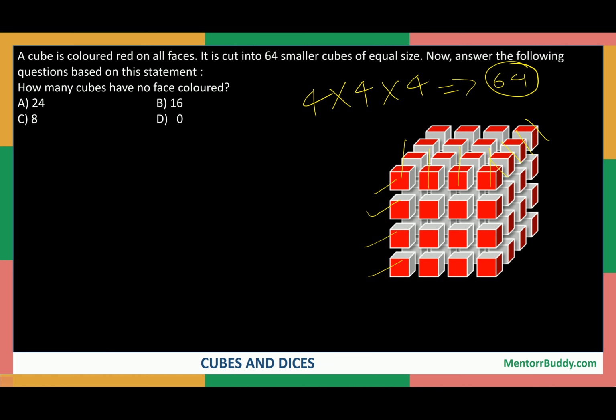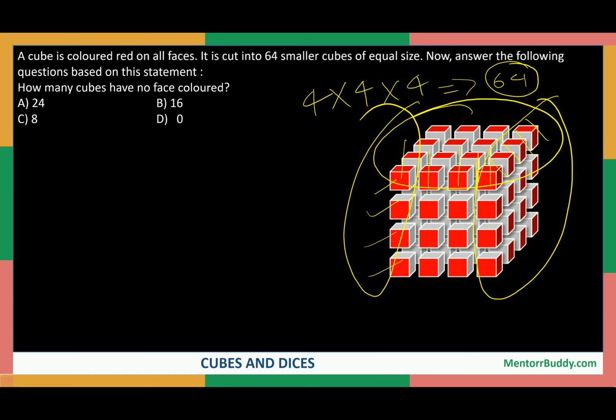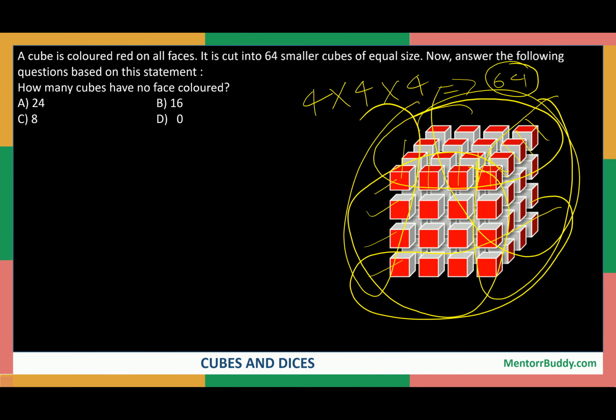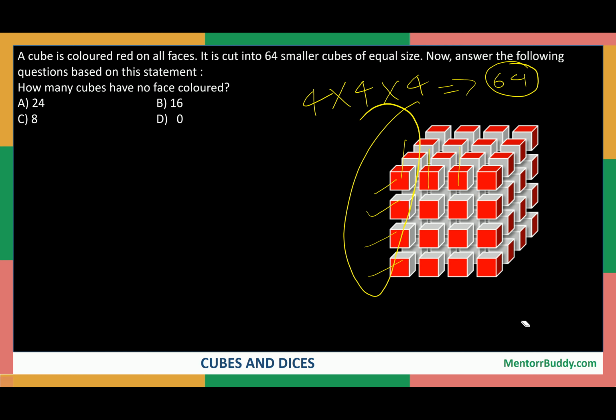Now how to count those cubes which are not colored? Remove the top layer from the top, right? Remove the row from the sides, right? And remove the bottom one also, right? And remove the front wall and the backward wall, right? Because all these walls are colored, you will be left with the inner part. So you just have to find how many cubes are inside which are not colored. Remove one line from the top and one line from the bottom.